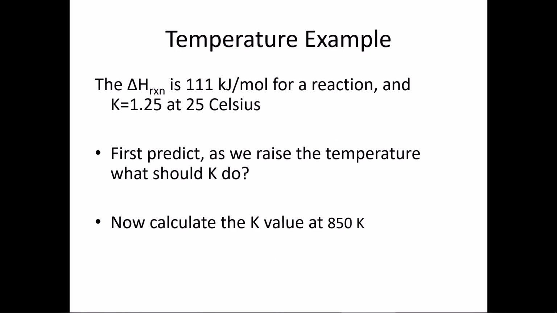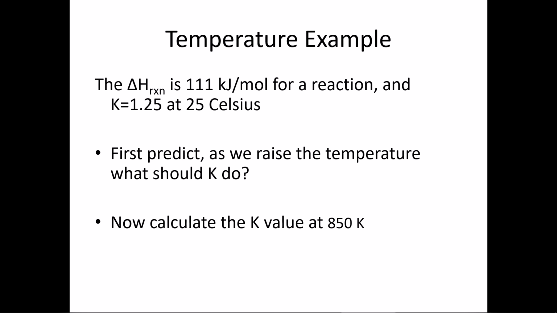So let's say that we have a delta H value of 111 kilojoules per mole for a reaction, and K is 1.25 at 25 degrees Celsius. We want to know what is the new K value if I change the temperature. Now if we look at what we have, since our delta H of the reaction is positive, we have an endothermic reaction. So what should happen when I raise the temperature? What do we expect to happen to K?